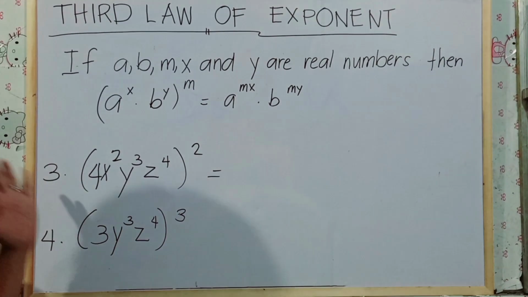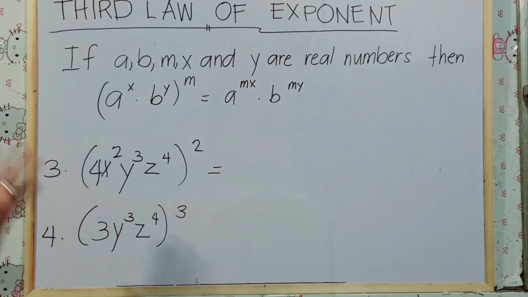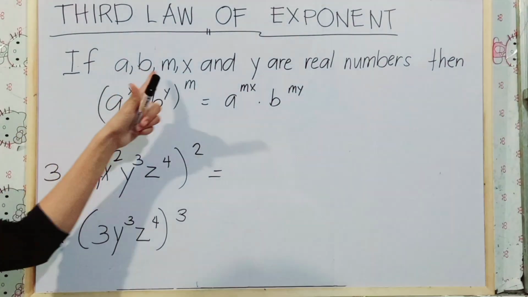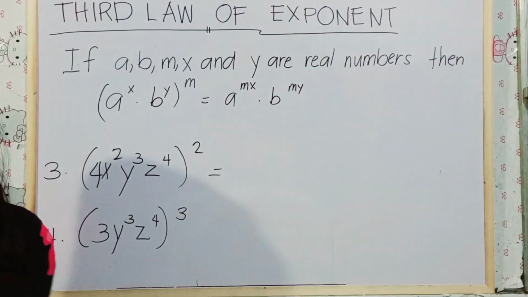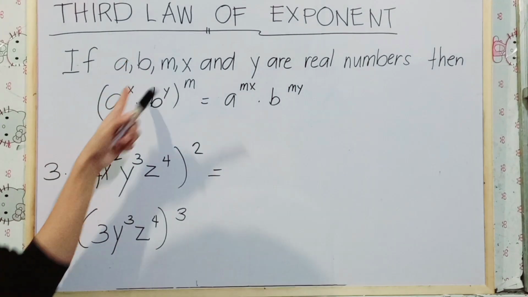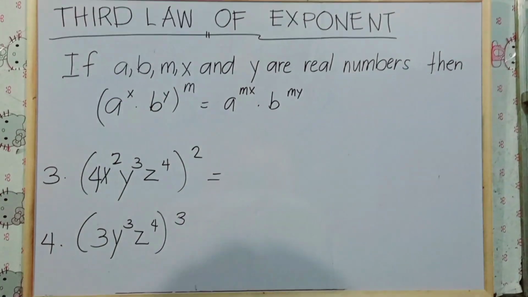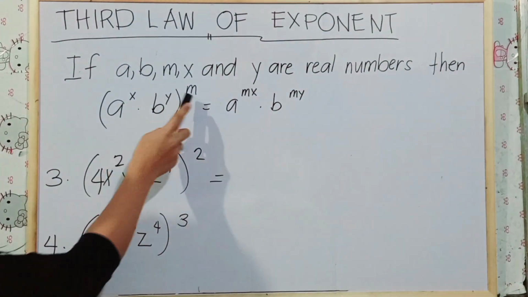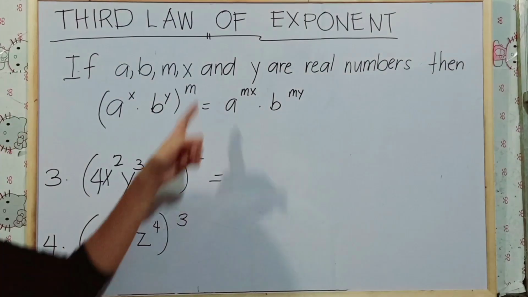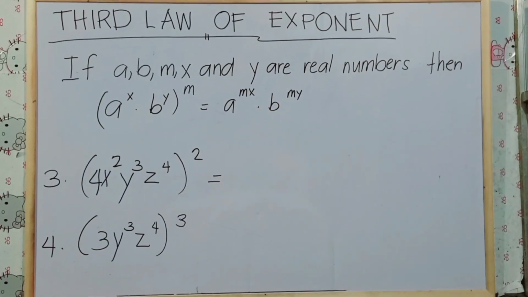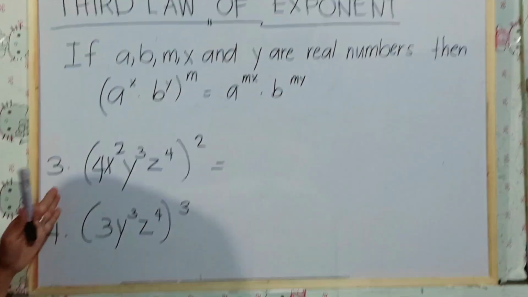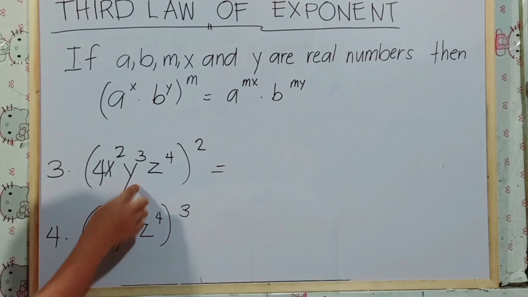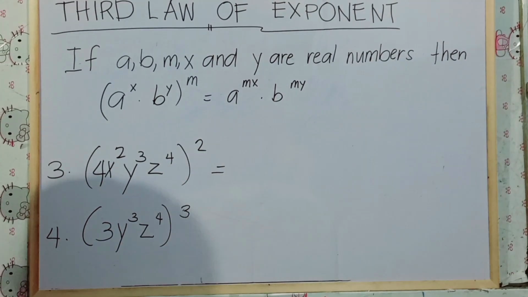So we will have our third example, still following the corollary to the third law of exponent. So again, if a, b, m, x, and y are real numbers, then (a^x b^y)^m is equal to a^(mx) times b^(my), meaning exponents are multiplied. So multiply the exponent. So we will apply again this rule to our example. So we have here the third example: (4x^2 y^3 z^4) squared.